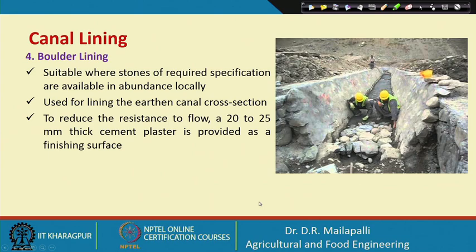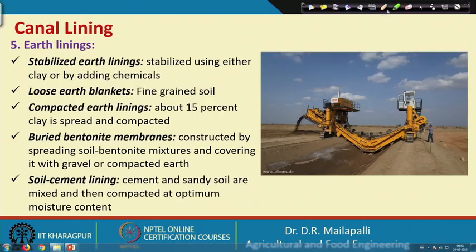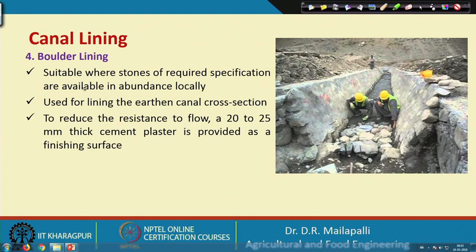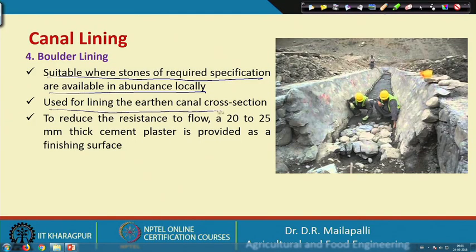And this other lining is called boulder lining. In this lining, this is suitable when stones of required specifications are available and abundant locally. So, when there are stones available locally, then this boulder lining is very important. It is cheap also, right, and used for lining the earthen canal sections. Okay, and to reduce the resistance to flow, 20 to 25 thick cement plaster is provided as the finishing surface.